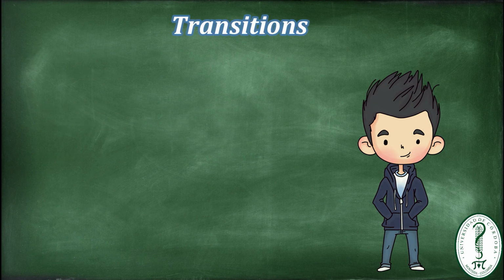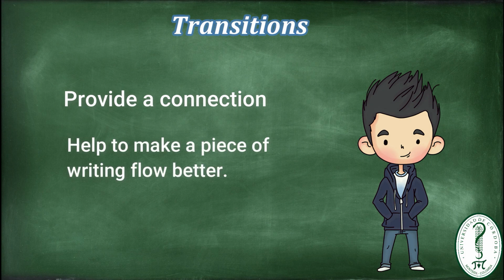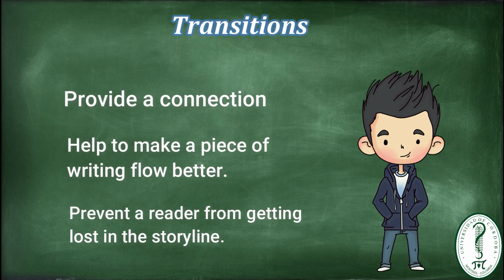Transitions. Transitions are words and phrases that provide a connection between ideas, sentences, and paragraphs. Transitions help to make a piece of writing flow better. They can turn disconnected pieces of ideas into a unified whole and prevent a reader from getting lost in the storyline. Since the goal of a writer is to convey information clearly and concisely, transitions help achieve that aim by providing a logical connection between one or more sections of a piece of writing.